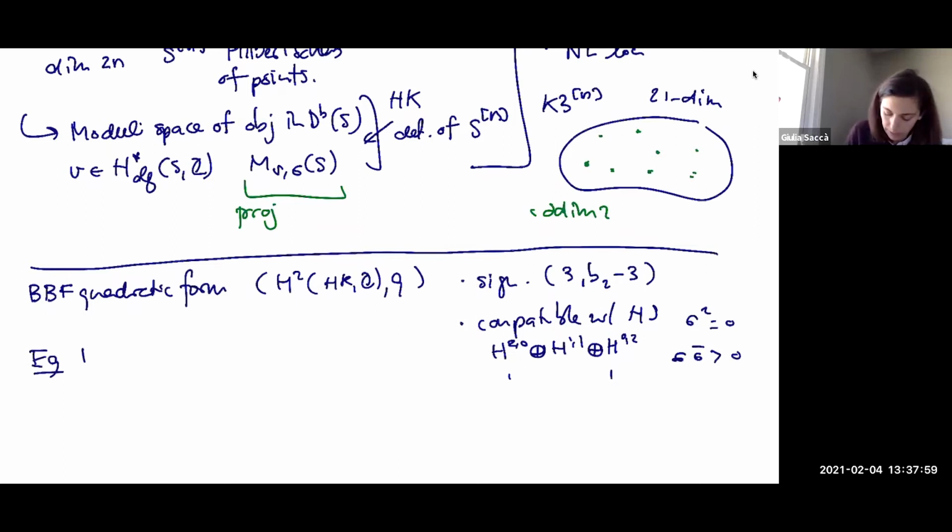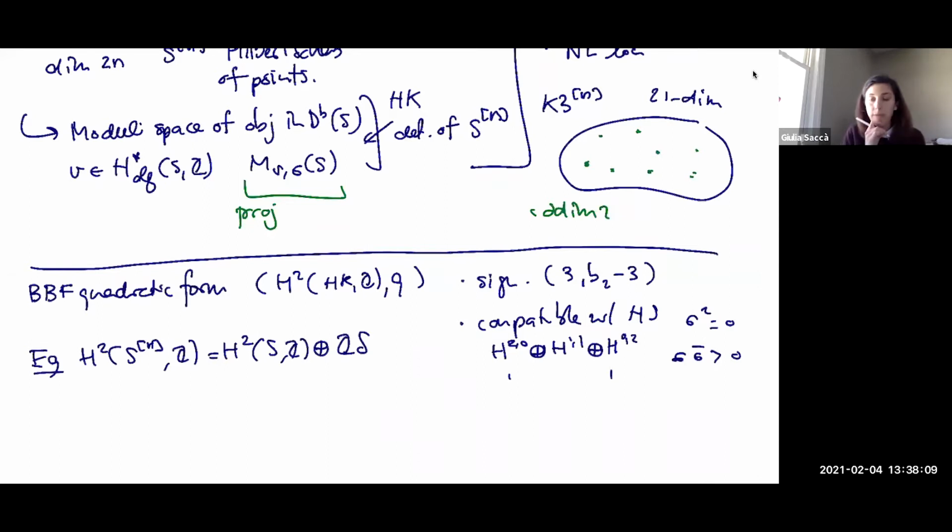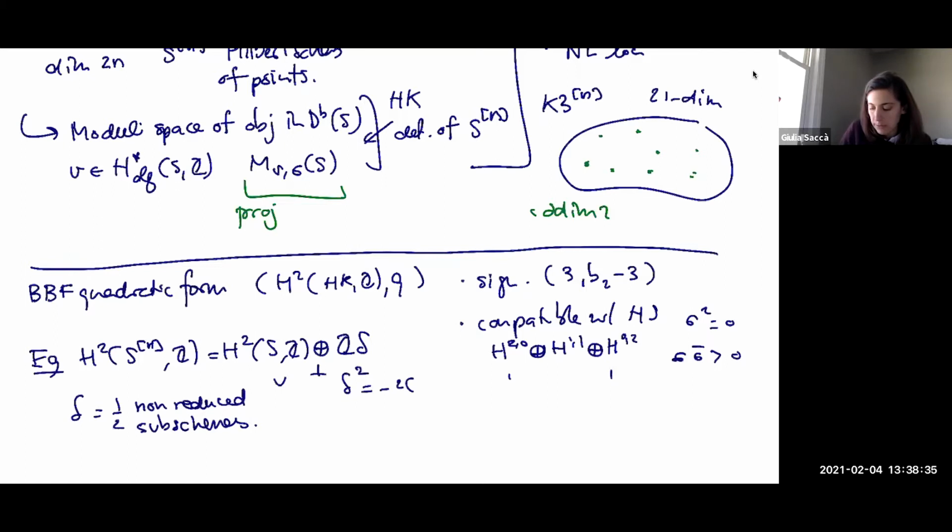Okay, and so let me give you the example just to fix what's going on here. For a Hilbert scheme of points on a K3, you can see that H2 is the direct sum of the H2 of the K3 plus delta, which is 1/2 of the locus of non-reduced points, the exceptional divisor of the Hilbert-Chow morphism. And so the Beauville-Bogomolov quadratic form restricts to just the intersection product here, and this is orthogonal, and delta squared is equal to -2(n-1).